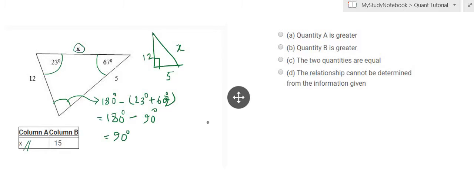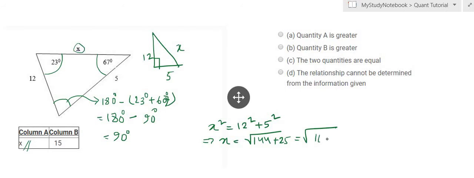Now we're going to apply the Pythagorean principle, and according to the Pythagorean principle, we know that this will be the formula. So we can easily find out the value of x. So since we have found x is 13, which is less than 15, in this problem statement, quantity B will be greater than quantity A.